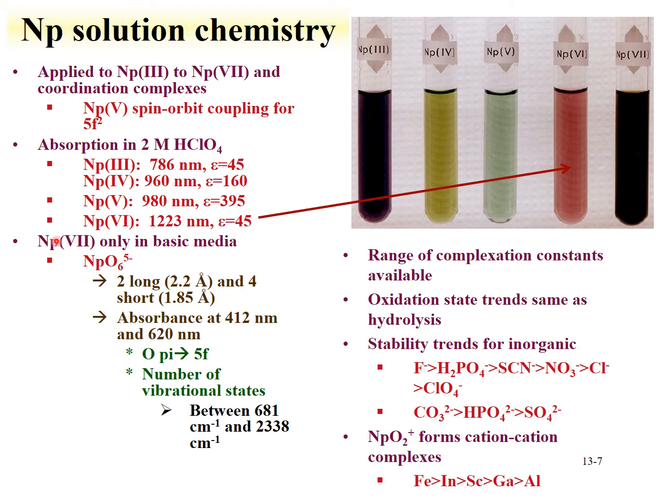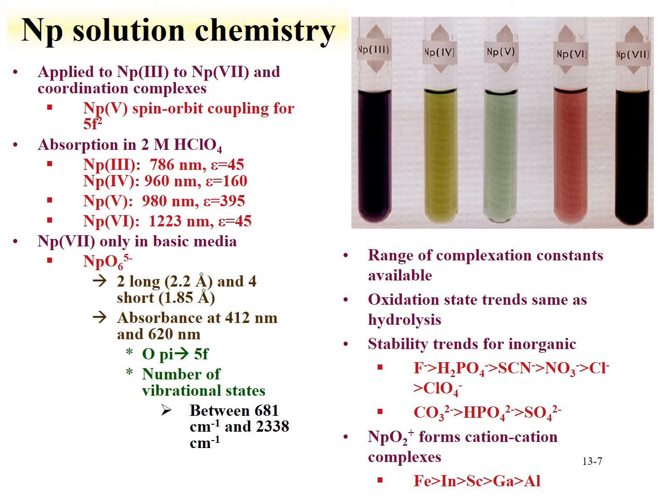Neptunium-7 is available only in basic media, and the absorbance has been examined, including vibrational states, since you have these neptunium-oxygen bonds. A range of complexation constants have been evaluated for neptunium with a number of inorganic ligands, and the trends are similar to other metal ions. So observed here, fluorine being strongest, perchlorate being the weakest.